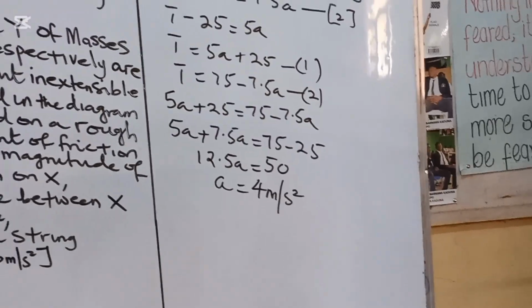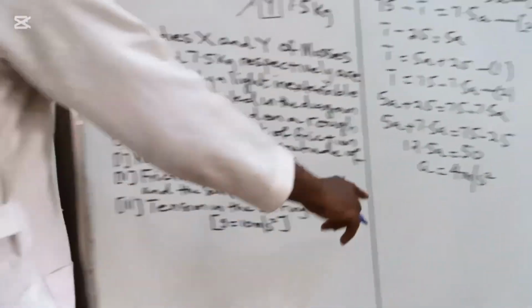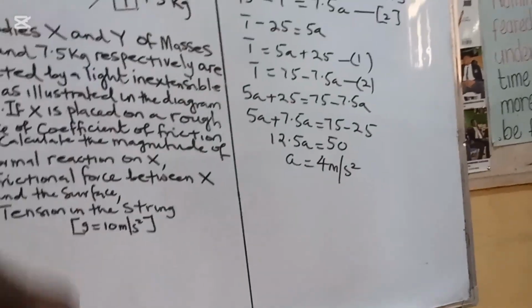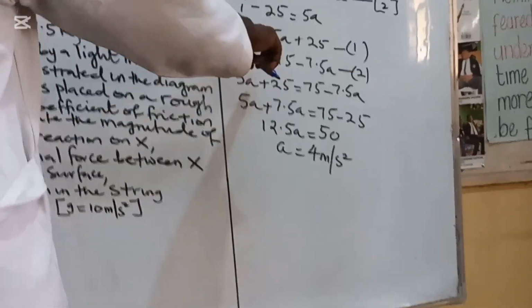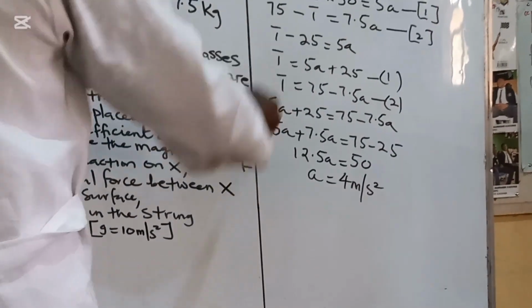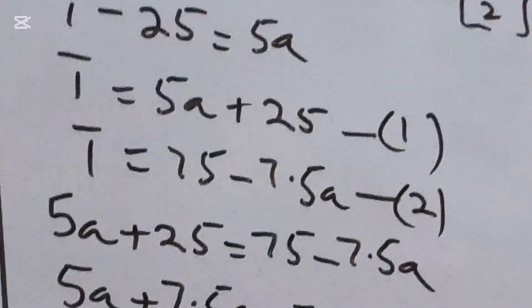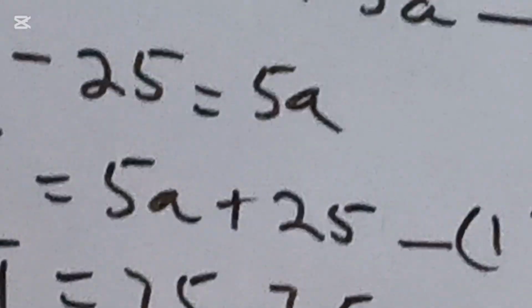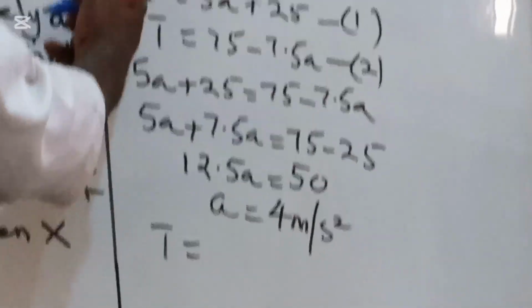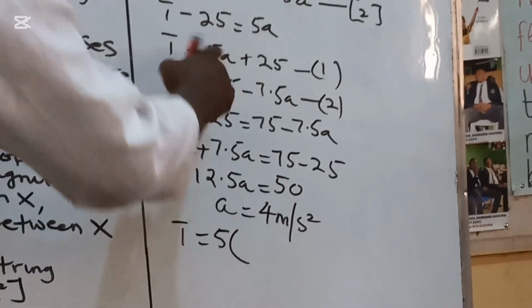Now they asked us to find the tension in the string, but we have been able to obtain the acceleration of the string. We can apply the acceleration on any of these equations, equation 1 or equation 2. Let us choose to apply the acceleration on equation 1 so that we can get the tension. So I would say T, the tension on equation 1, is equal to 5 times the acceleration.